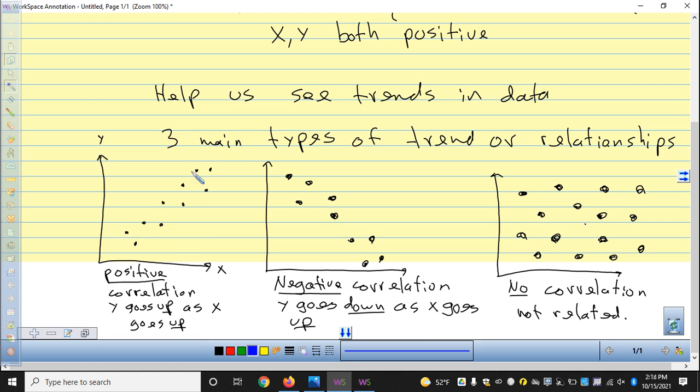All right, so positive correlation, our graph looks like it goes uphill. Negative correlation, our graph looks like it goes downhill. No correlation means that it looks like the data is random. There's no relationship between the two at all. All right, so we're good there.